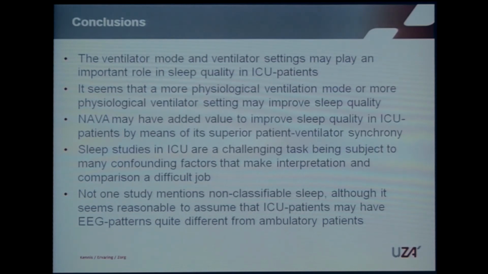Sleep studies in ICU, however, are a challenging task, being subject to many confounding factors that make interpretation and comparison a very difficult job. And not one study mentions non-classifiable sleep, although in my mind it seems reasonable to assume that ICU patients may have EEG patterns that are quite different from ambulatory patients.